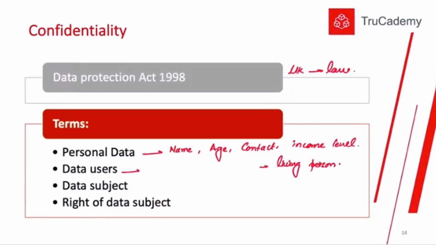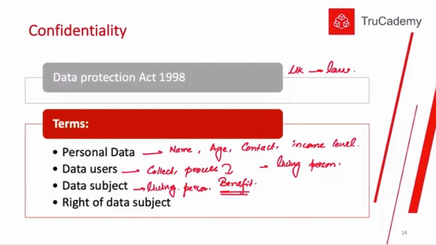Then data users. Data users are the ones who sometimes also collect the data, process the data, and they are the ones who will benefit from that data. So they are what we call data users. Sometimes data processors can be different as well. Data processors collect the data and process the data only, but they do not get any benefit from it. They process it on behalf of other parties. Data users sometimes also collect and process their own data, but they will benefit from that data. After that, the data subject is that living person that this data belongs to.